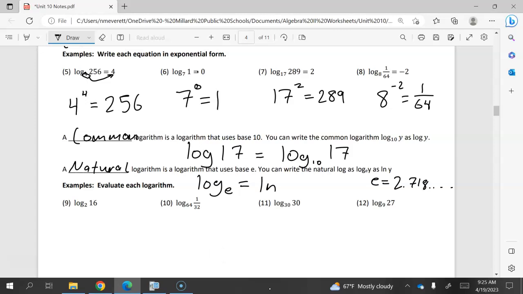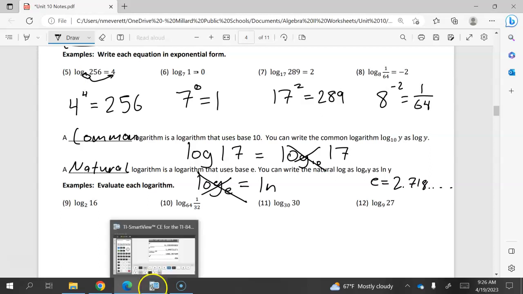And that one also is a calculator button as well. So you will never see log base e. It will always be natural log. And same as you will never see log base 10. It will always just be log of 17.